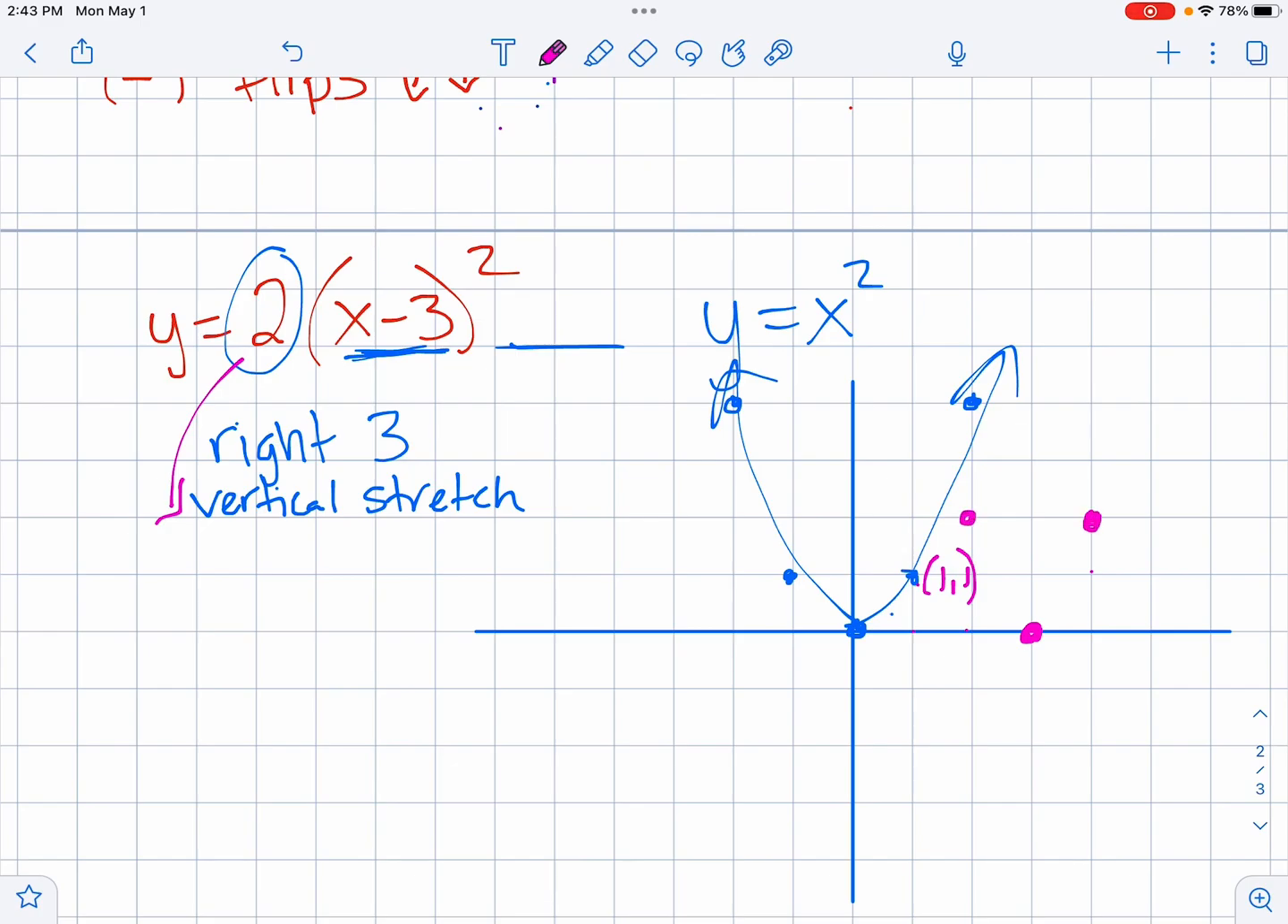Do my mirror image. Then this guy up here is at 2, 4. I'm vertically stretching, so I'm going to multiply the 4 by 2, which means I'm going to go over 2 from my vertex and up 1, 2, 3, 4, 5, 6, 7, 8. Do my mirror image. Here's my axis of symmetry through the vertex. And there's your new parabola.